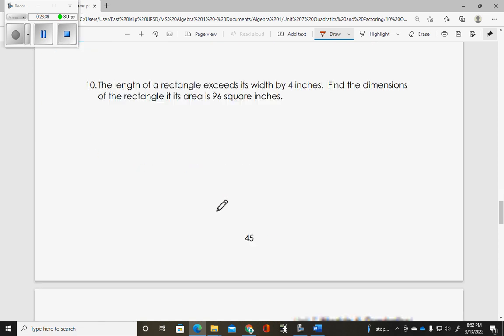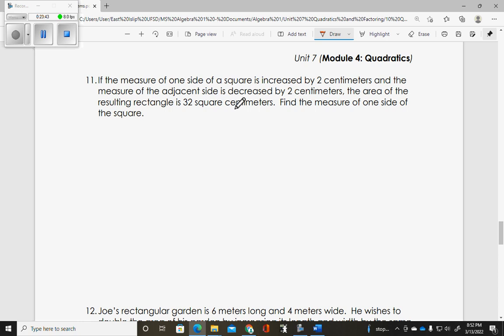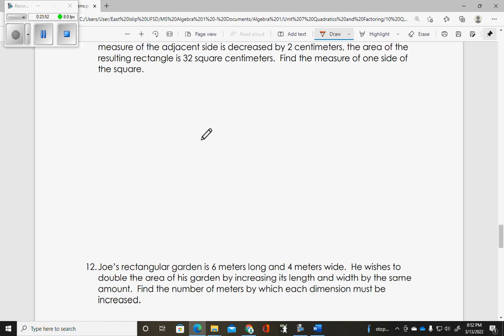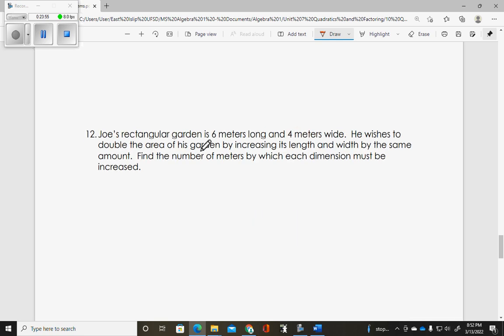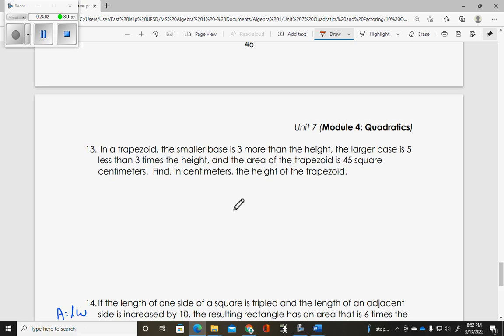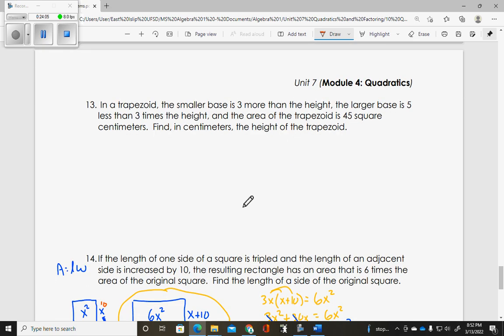Number 10, it's a rectangle. 11, it's kind of similar to the problem that we did with the square and changing it into a rectangle. So use that as your guide for number 11. 12, another rectangle. 13, trapezoid. Area of a trapezoid, 1/2 times B1 plus B2 times the height. Remember, a trapezoid looks like this. I'll help you set this one up right now, actually.